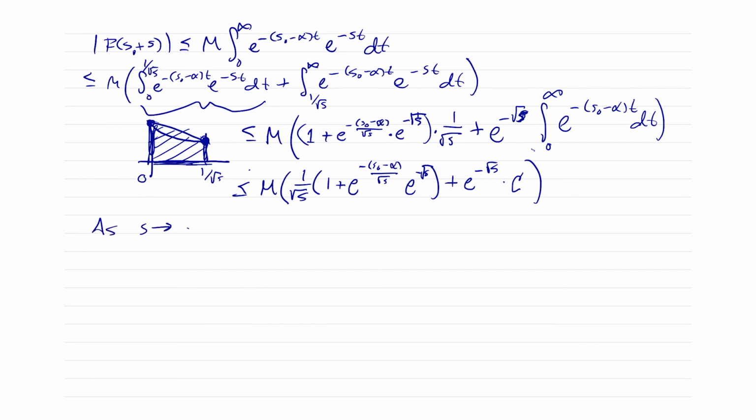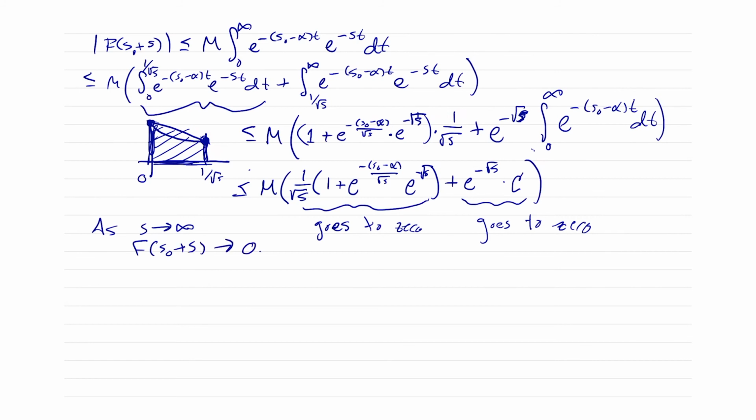So as s goes to infinity, this piece goes to 0. And that's because e to the minus square root of s, as s goes to infinity, goes to 0. And as s goes to infinity, 1 over square root of s also goes to 0. And in this term, the exponent is going to 0, so that means that this whole term is going to 1. So this term goes to 0. This term, e to the minus square root of s, goes to 0. So as s goes to infinity, f of s naught plus s goes to 0, right? And that's what we want to prove.